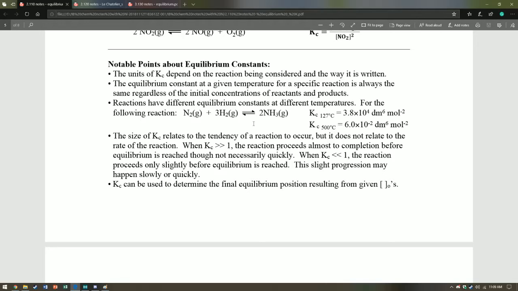The equilibrium constant for a given temperature for a specific reaction is always the same. The only thing that changes the equilibrium constant is the temperature, is basically the point here. The size of Kc relates to the tendency of a reaction to occur, but it does not relate to the rate of reaction. When Kc is much larger than 1, the equilibrium is generally shifted towards the products, and if Kc is very big, the reaction is towards the products. If it's very small, it's more biased towards the reactants.